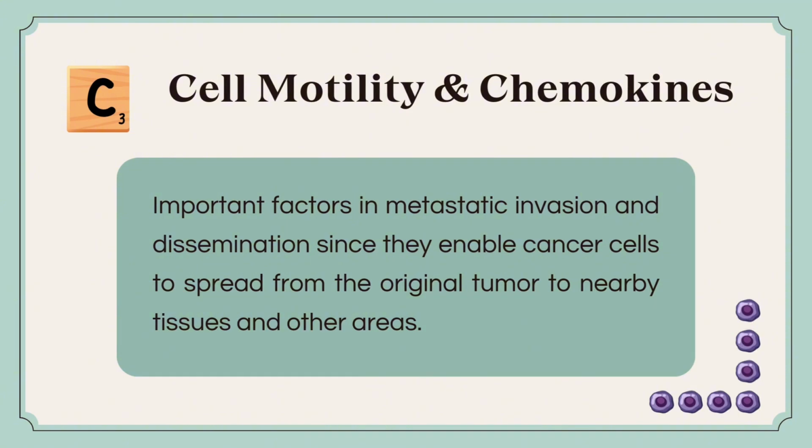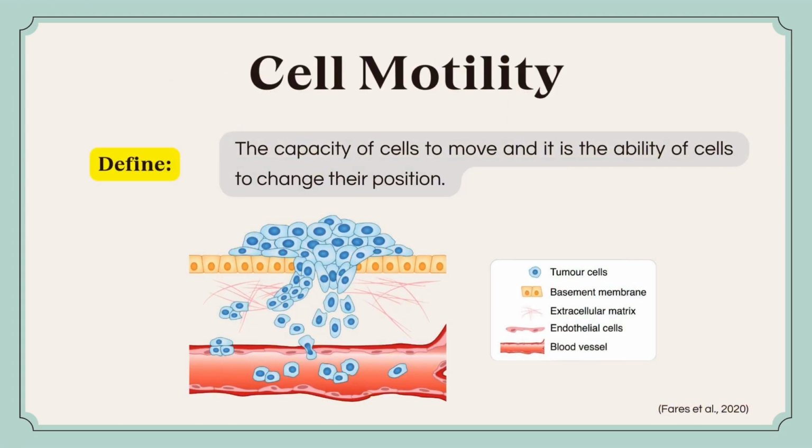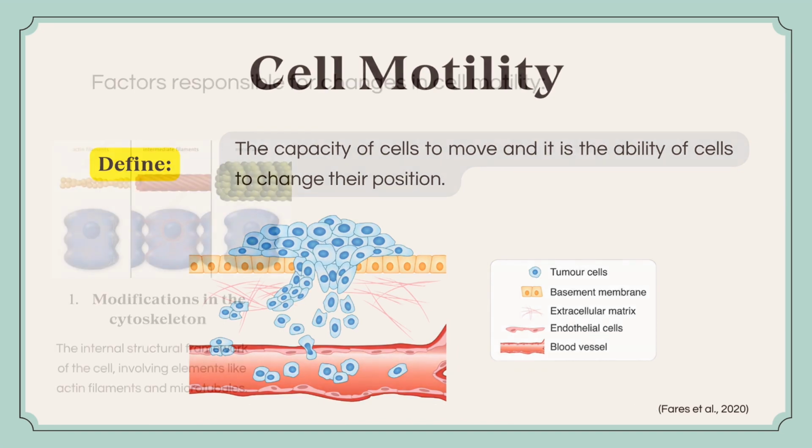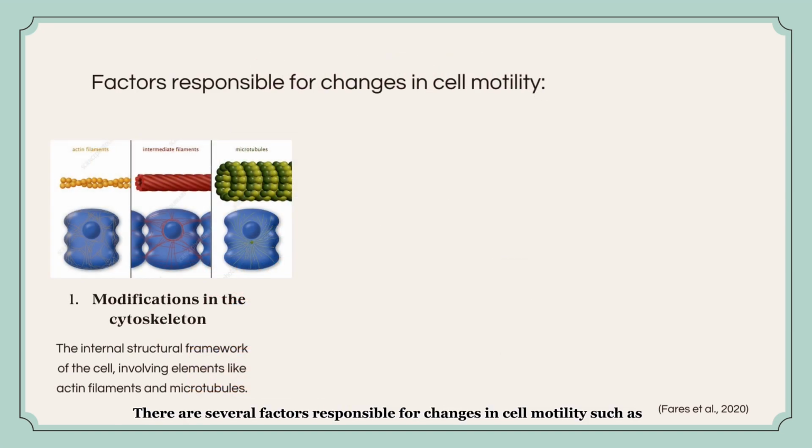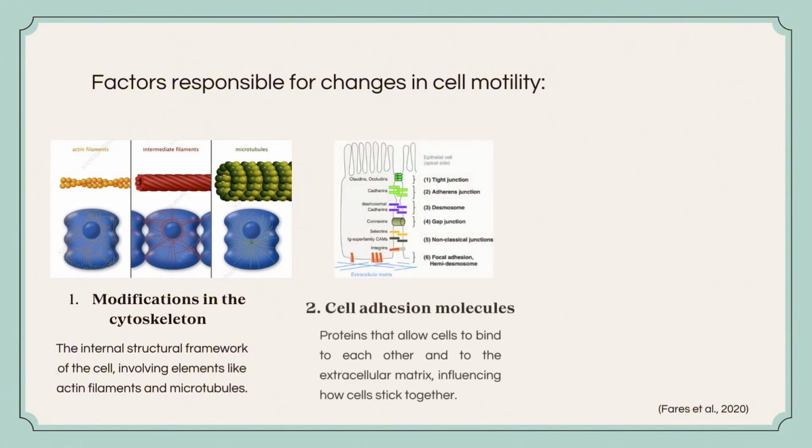It is an important factor in metastatic invasion and dissemination, since it enables cancer cells to spread from the original tumor to nearby tissues and other areas. Cell motility refers to the capacity of cells to move. It is the ability of cells to change their position, and it plays a crucial role in various physiological processes, including development, immune response, and, in this context, cancer cell invasion.